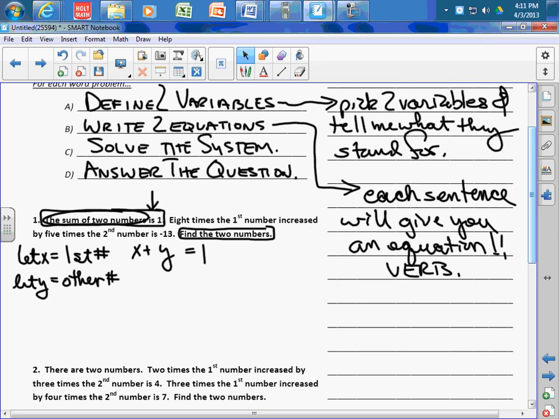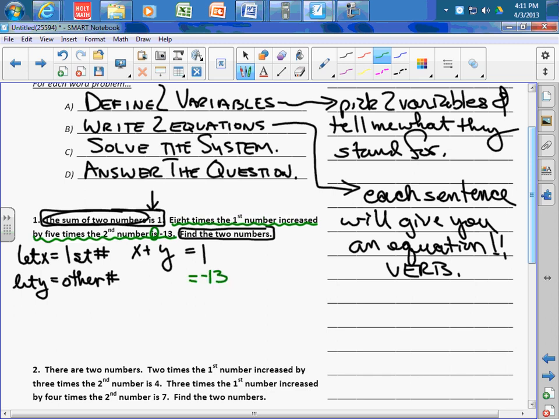Now, the other equation comes from the other sentence. 8 times the first number increased by 5 times the second is negative 13. Where's the equal sign? Is. So something's going to be negative 13. Well, it's not just like we were doing before. It's not just going to be x minus y. We have to take the story problem and actually translate it from the English into math stuff. Well, what's the math stuff? Well, what's the math stuff for the first number? What are we calling it? X. Well, then what would be the math stuff for 8 times the first number?